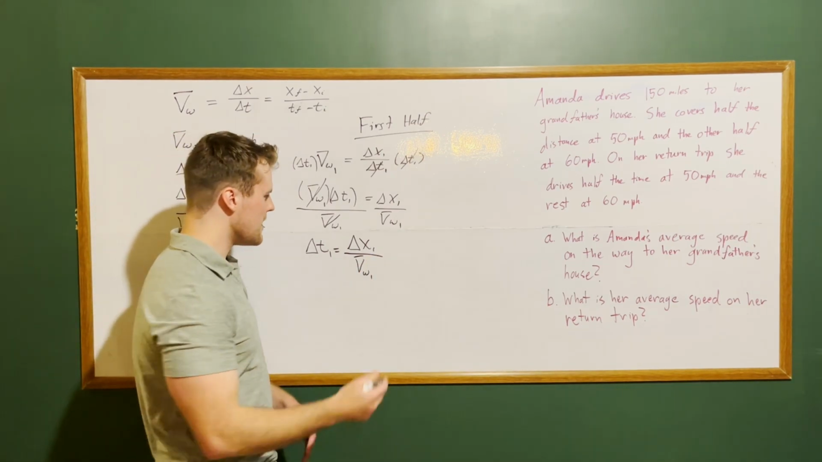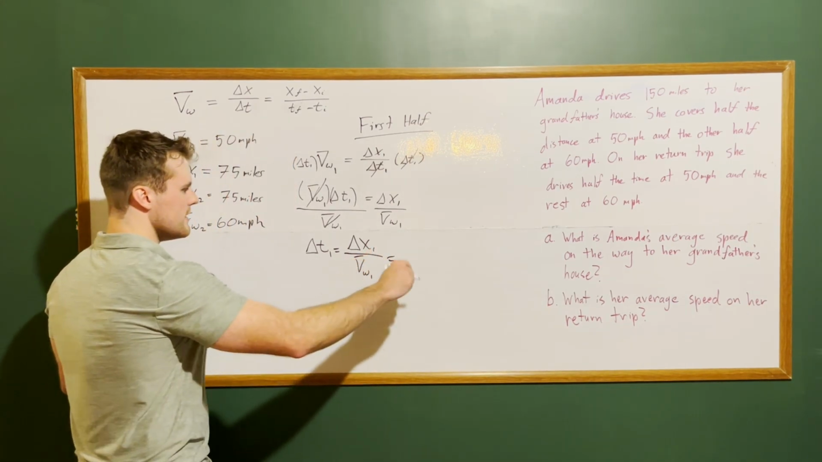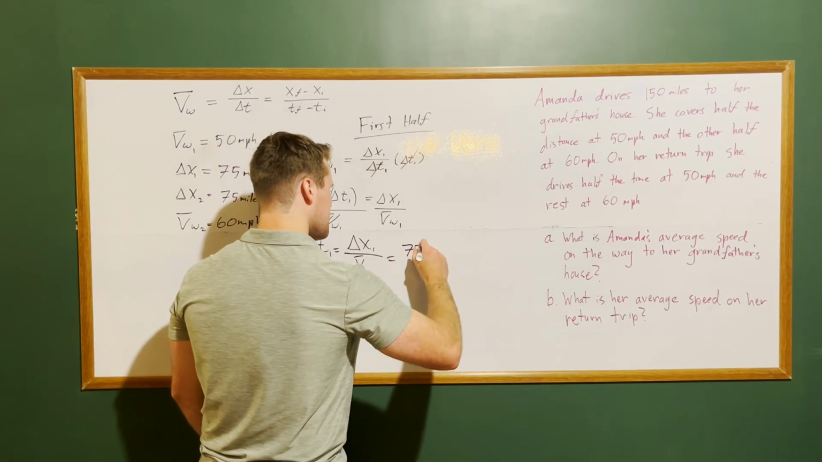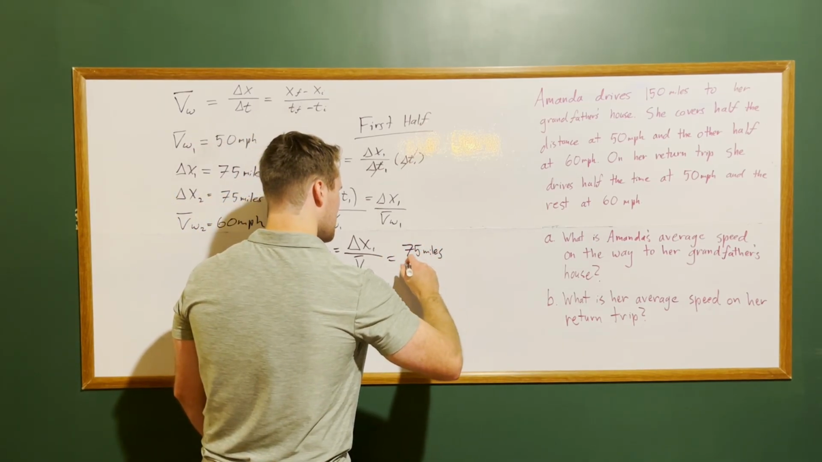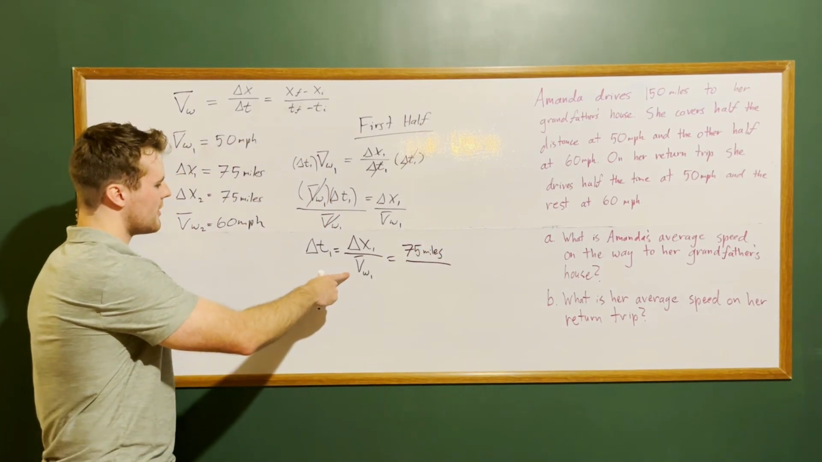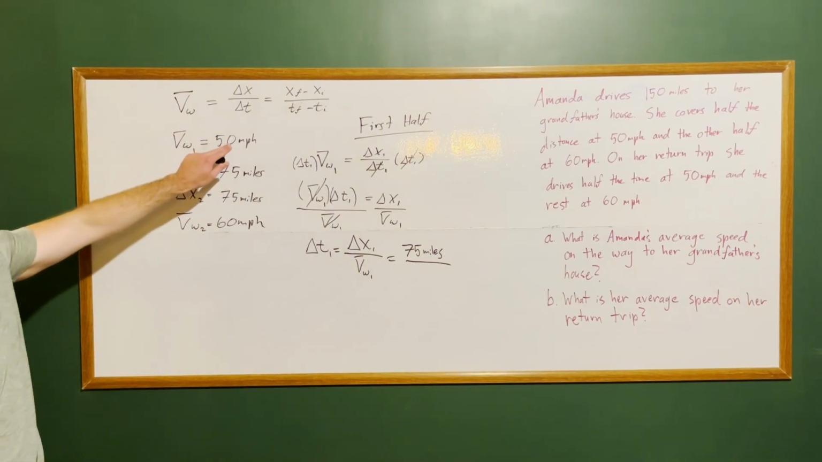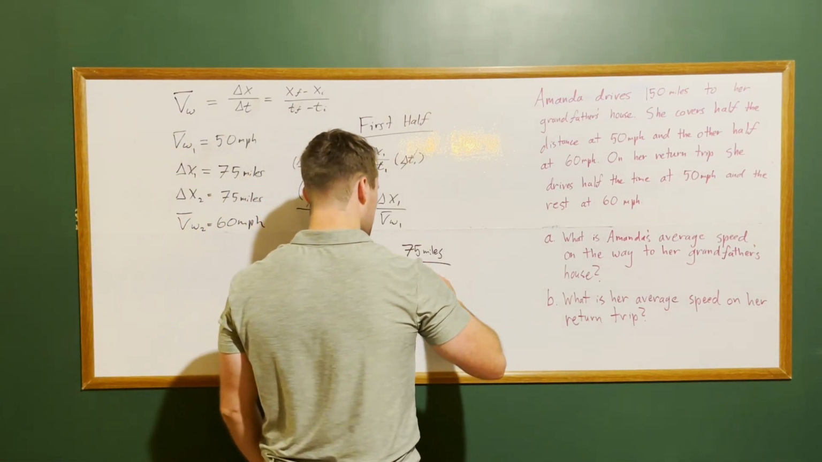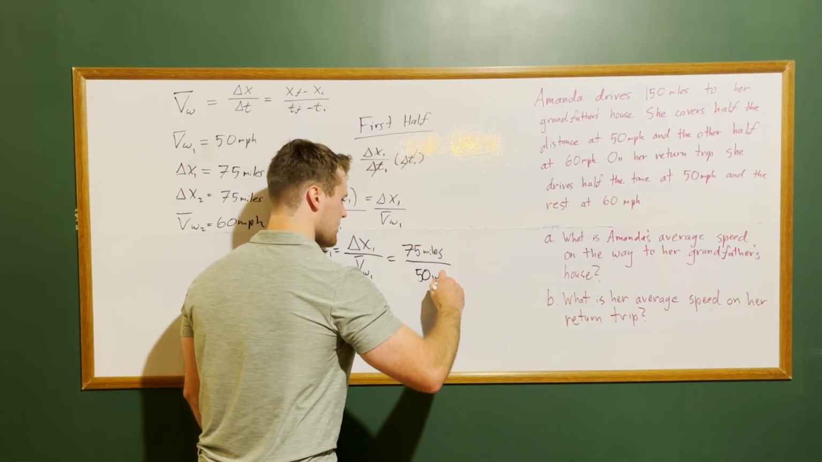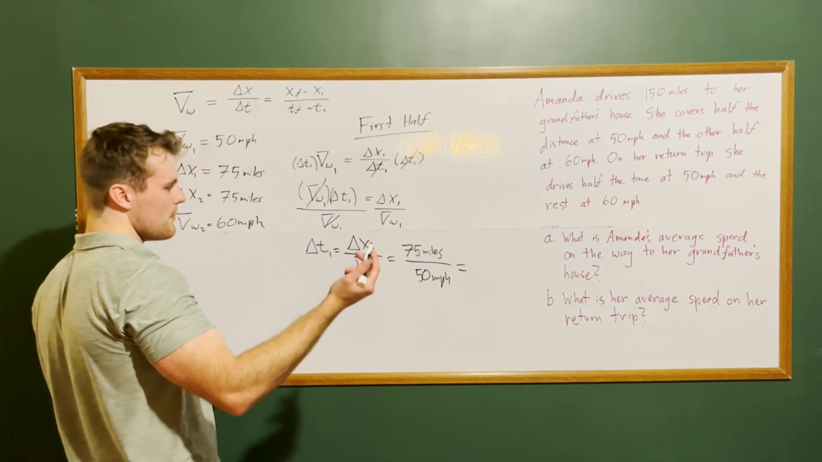So let's calculate our time. Delta X sub 1 is 75 miles divided by V bar for the first segment, which is 50 miles per hour, which equals 1.5.